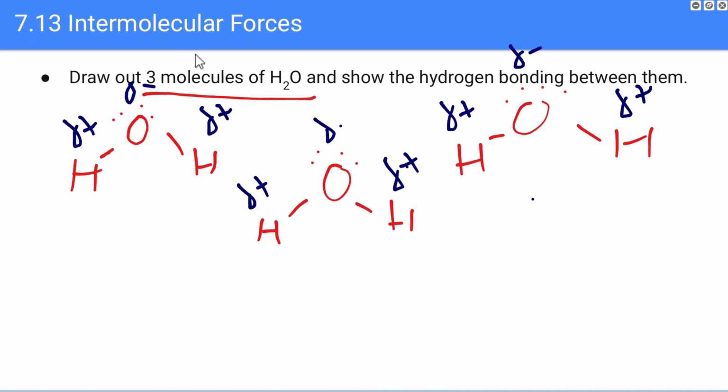And again, I didn't orient these very well, but you do get the idea that the oxygen of one is going to be attracted to the hydrogen of another. Opposite charges attract. Hydrogen, oxygen of one, hydrogen of another, oxygen of one, hydrogen of another.